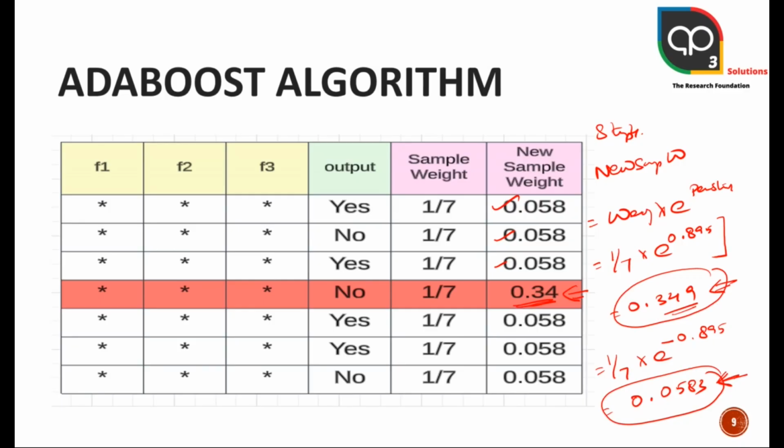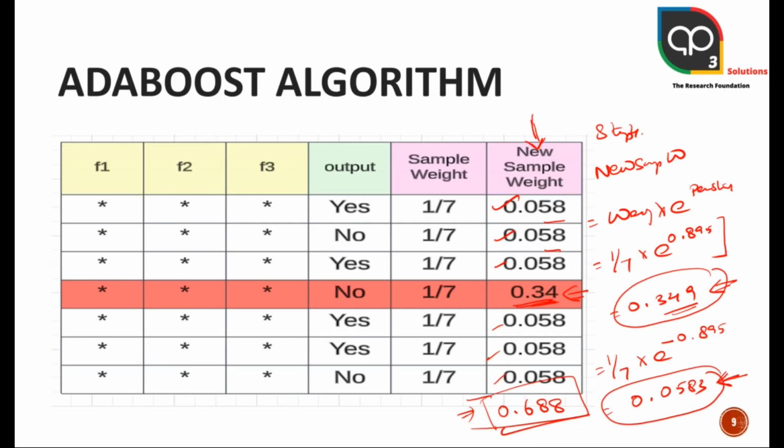Now you can update the new weights like this: 0.058 and 0.34, and here it is 0.058. I just want to add all these new sample weights and check what the exact total would be. Here it is 0.058 and here it is 0.34, and on summing up I am getting 0.688, and kindly observe it is not equal to 1.